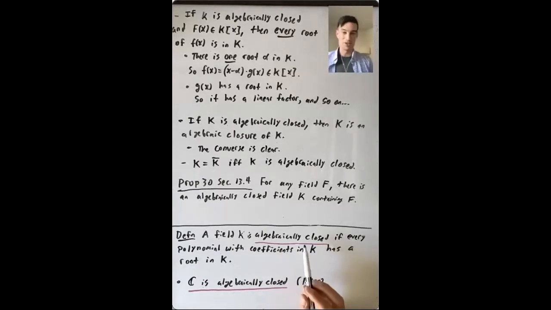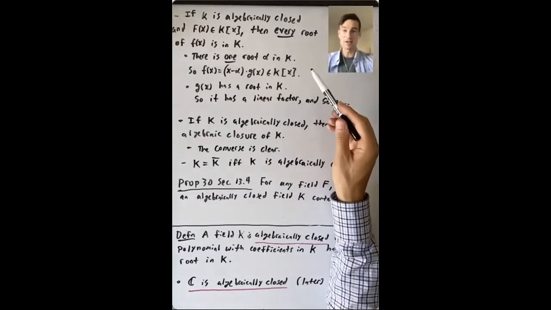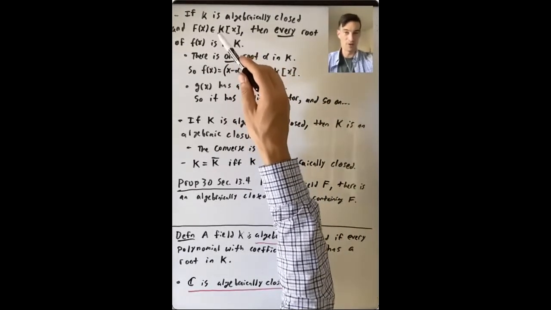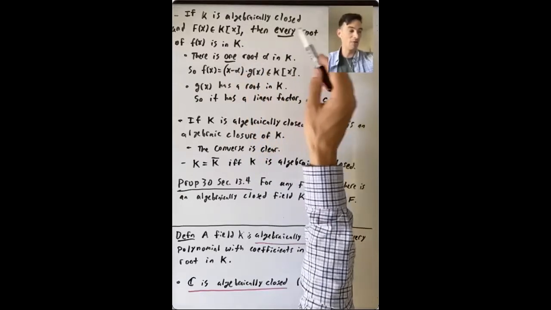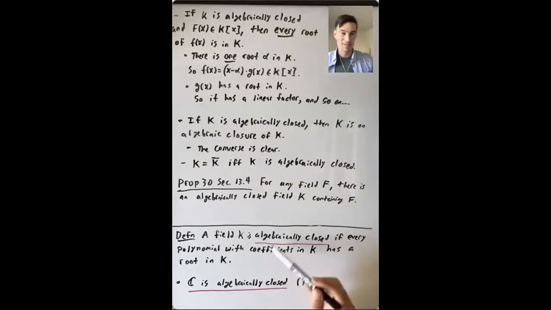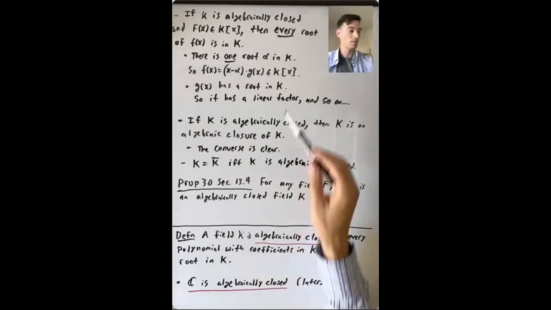Let's think about this definition of what it means for K to be algebraically closed. Every polynomial in K[x] has a root in K. So we can show that if K is algebraically closed and f(x) is in K[x], then not only is there one root of f(x) in K, but every root of f(x) is in K. So this definition is equivalent to this stronger one you could imagine requiring, where you want your polynomial to split completely into a product of linear polynomials in K[x]. These are the same. And how do we see that?